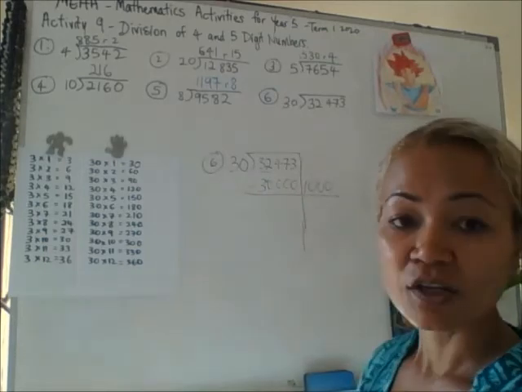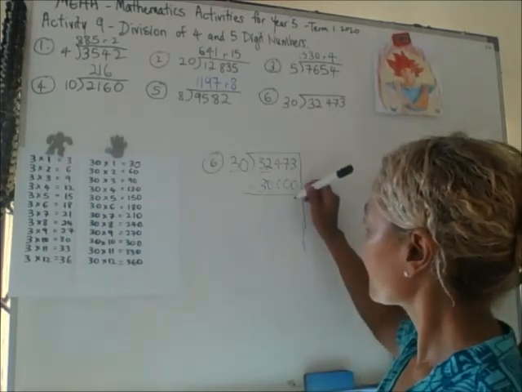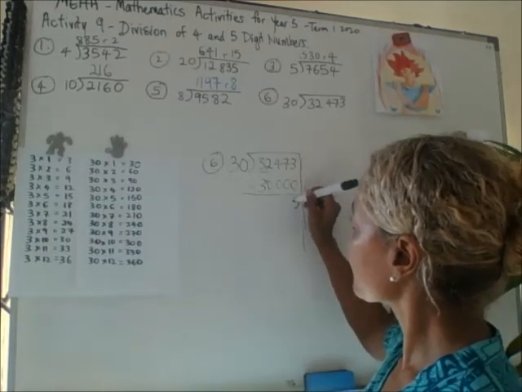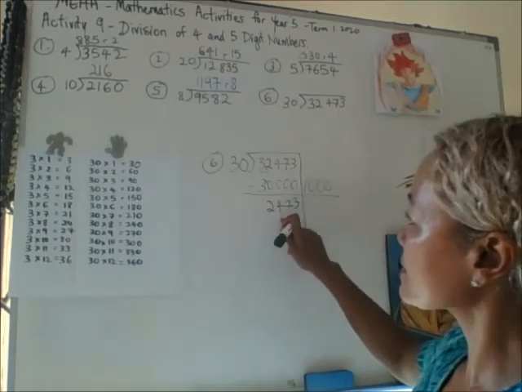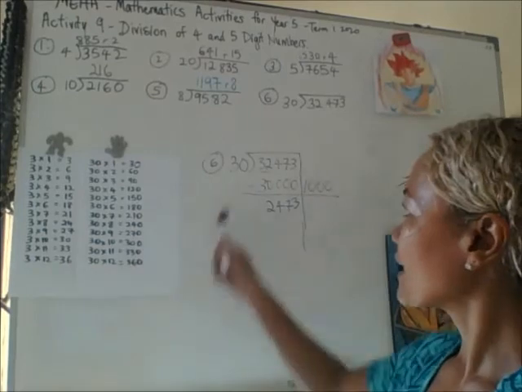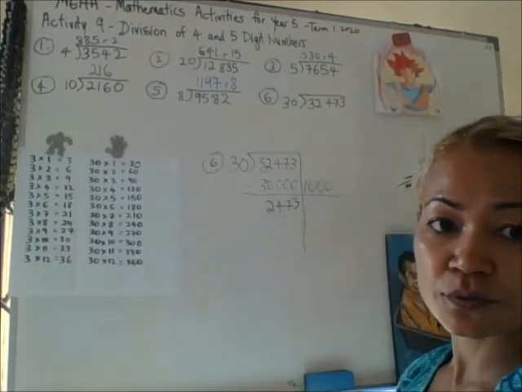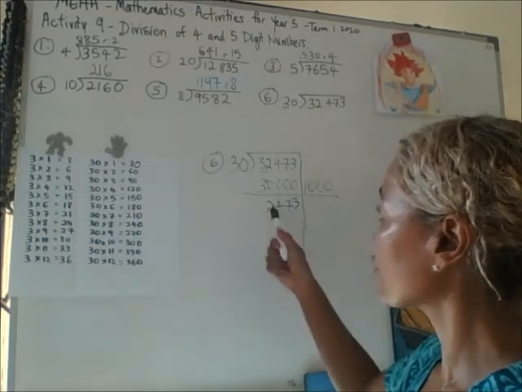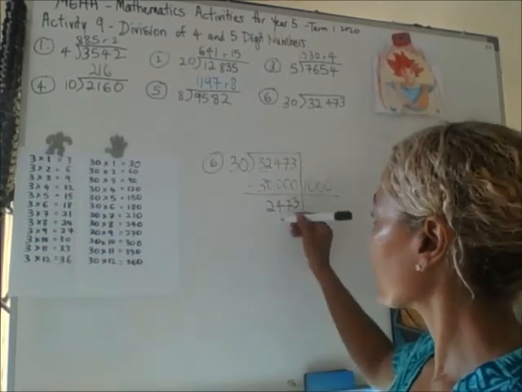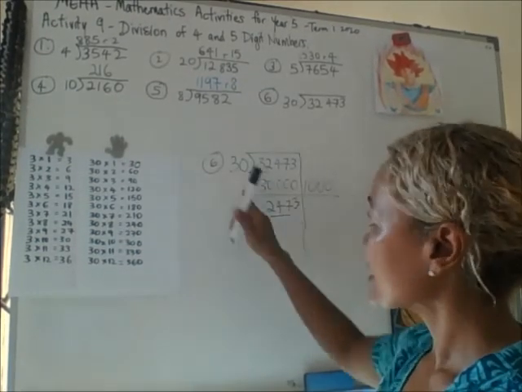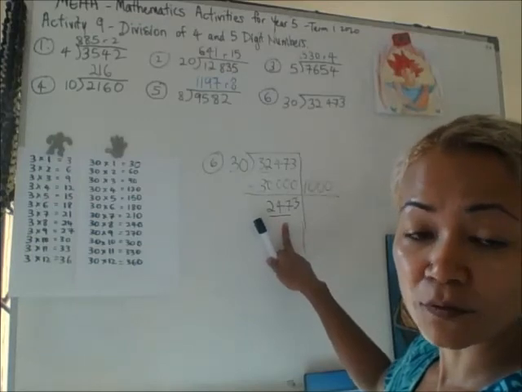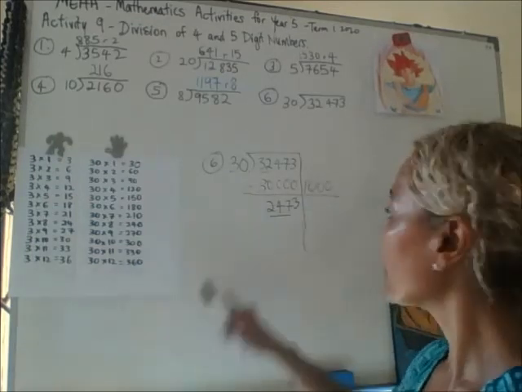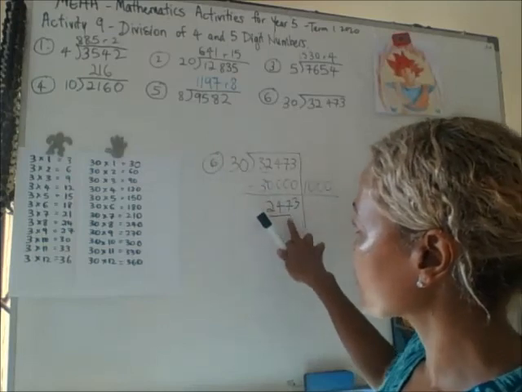32,473. You minus 30,000. What you're left with, 2,473. Does 30 go into 2? No. Does 30 go into 24? No. Try for 3 digits. Does 30 go into 247? We've used 3 out of the 4 digits, right? Does 30 go into 247?